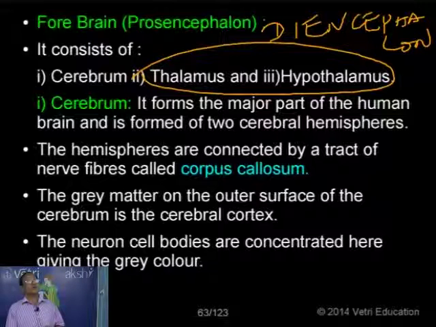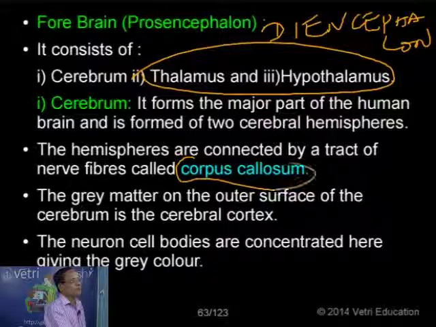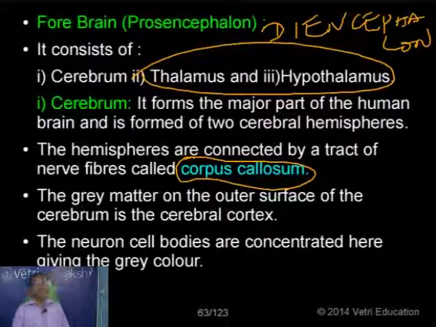Now the cerebrum forms a major part of the human brain, as I mentioned already. It is formed of two cerebral hemispheres, or two equal halves. The two equal halves are joined at their base by a tract, a sheet of nerve fibers, a very peculiar character of all mammals, particularly placental mammals, called the corpus callosum. It is found only in mammals, not anywhere else in the animal kingdom.